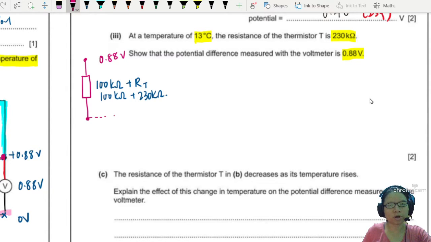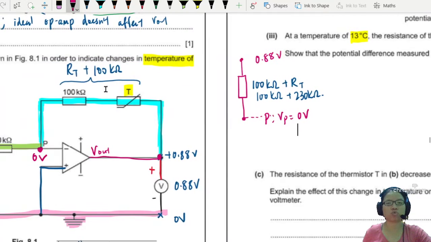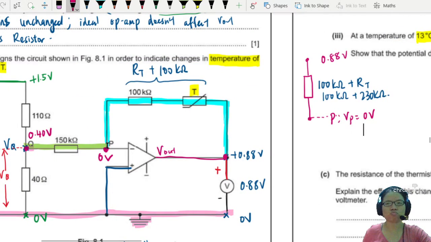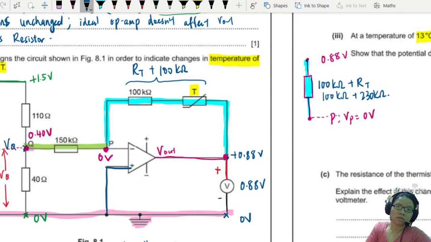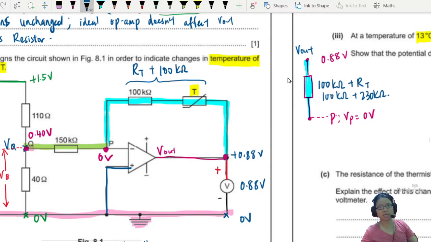Eventually, you will meet point P. VP is 0 volt because this is virtual earth. In case you don't know, I have simplified the blue loop into this resistor. They are in series, so I can add them together. And here is V out. This VP here is 0 volt.